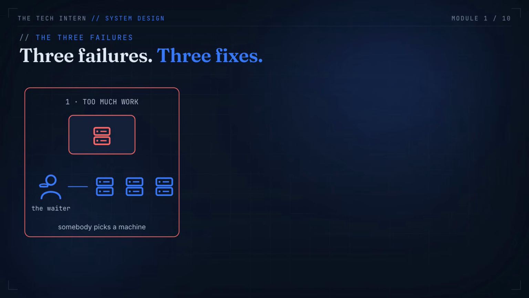Think of a restaurant with several identical kitchens and a waiter at the door, sending each diner to a free one. That's the first box we're adding.